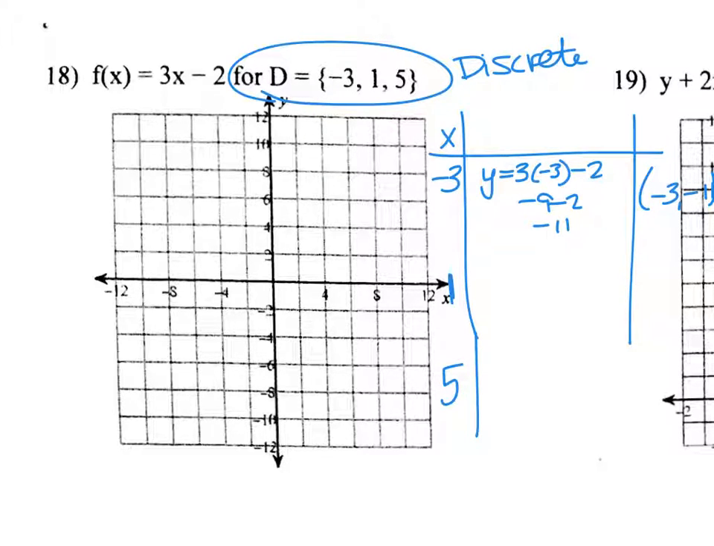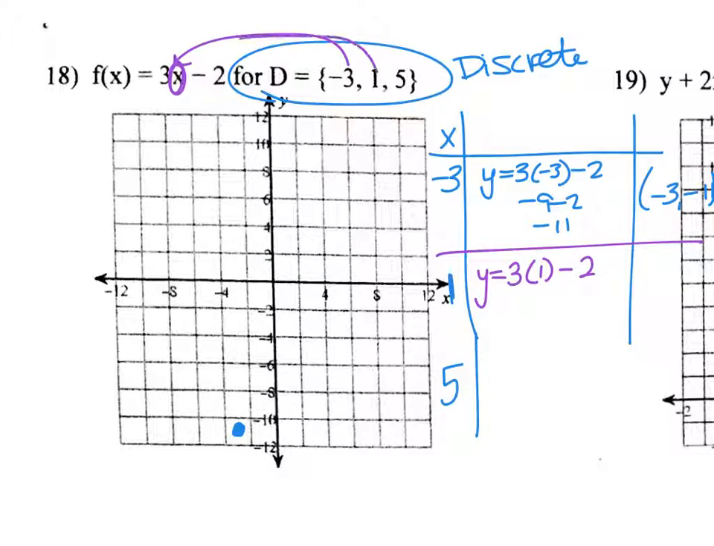And I'll go ahead and plot that. Make sure you pay attention to what it's counting by. All right, there's negative 3, negative 11. And then we'll switch over. Now we're going to do 1. Y equals 3 times 1. All I'm doing is plugging in for the x spot. I'm taking each of these and I'm just plugging the values into the x spot over and over again. 3 minus 2 is 1, so 1, 1.